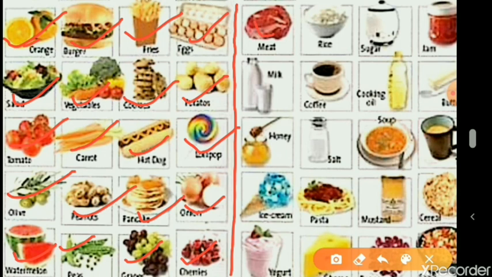Now let's look at the pictures on the right side. Meat. Meat is uncountable because when we purchase meat, we purchase it in grams or kgs. We don't go to the butcher and tell him, give me one meat, two meat. Rather, we say, give me half kg of meat, give me 1 kg of meat, isn't it? So, meat is uncountable because we cannot count meat.